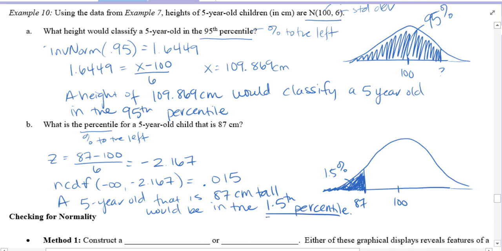So make sure you answer the question how it was asked. It asked what is the percentile. So your answer should be in terms of percentiles. You don't want to have it be 1.5%. Okay, answer it as a percentile because that's how the question was asked.